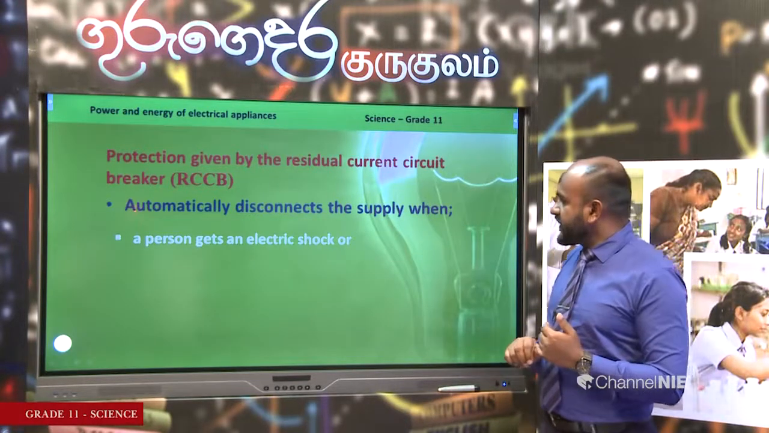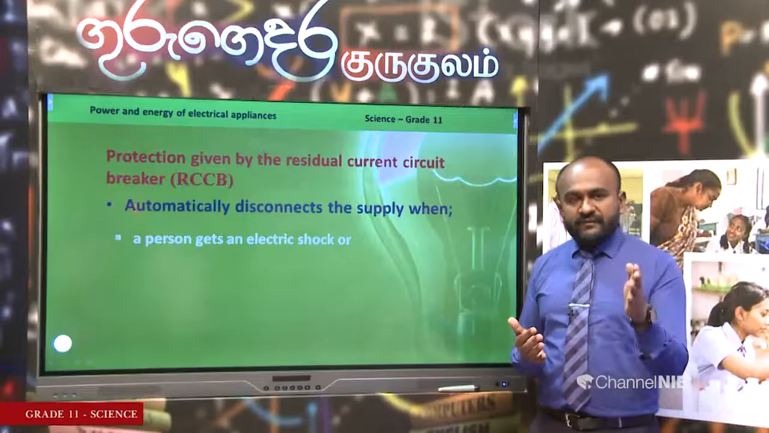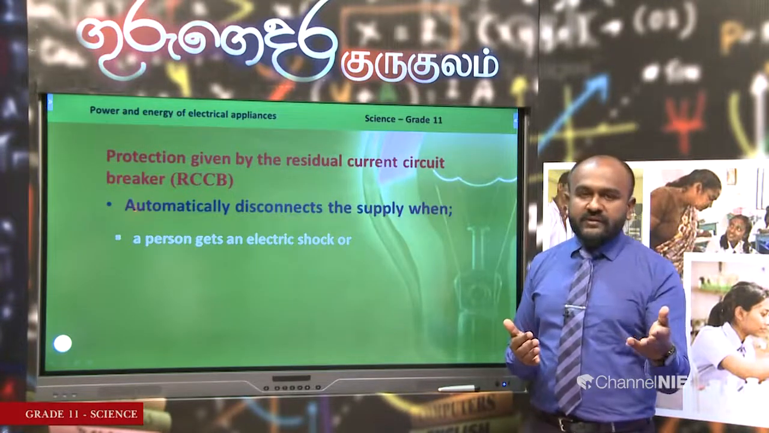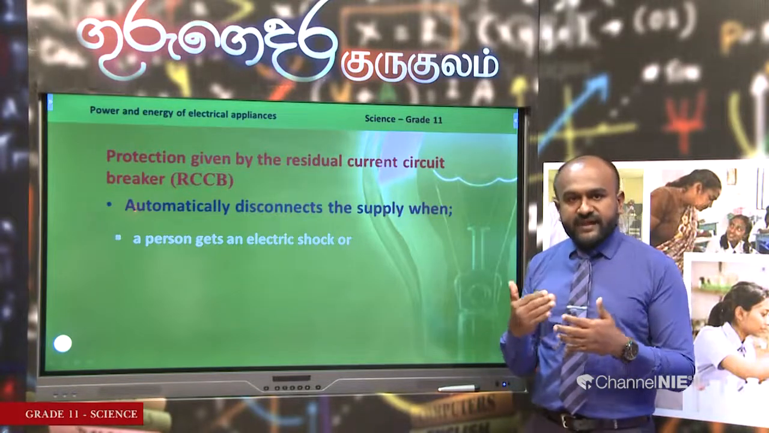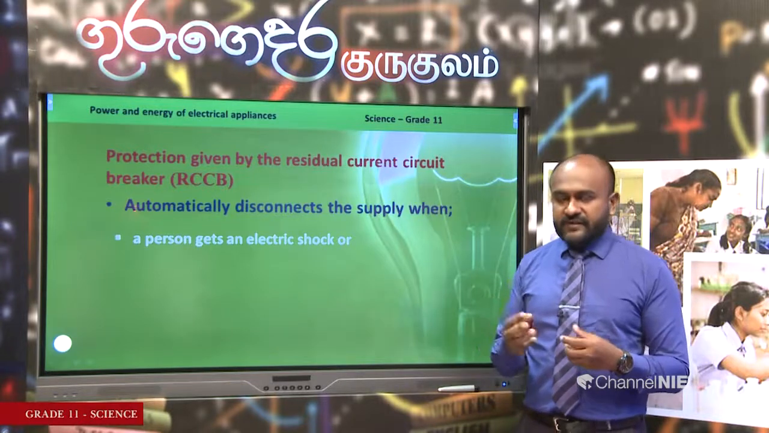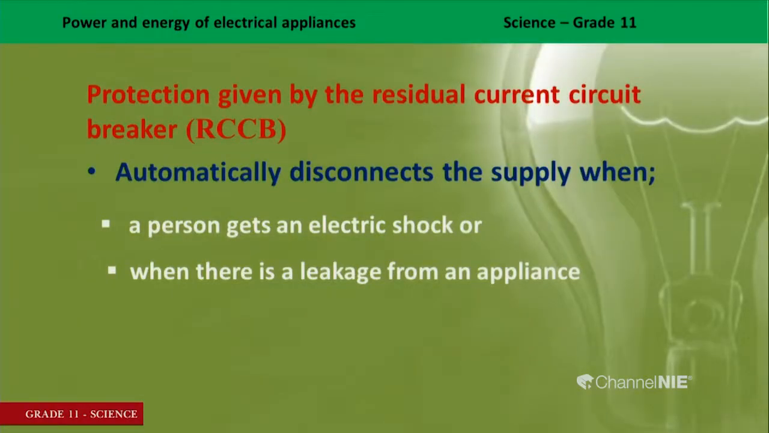It automatically disconnects the supply when a person gets an electric shock. There can be instances when we are using electrical appliances, the live wire of the appliance comes in contact with the metal part, and if you use it, we may get an electric shock. In an instance like that, the trip switch or the residual current circuit breaker will trip off the circuit. What is the other instance? When there is a leakage from an appliance, that can also cause big damage. In an instance like that also, the residual current circuit breaker trips off the circuit. There is another instance, let us see what it is.